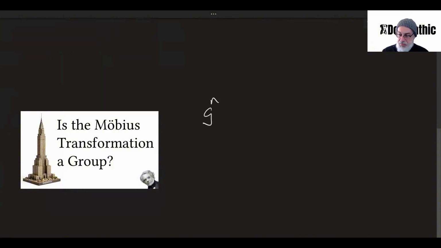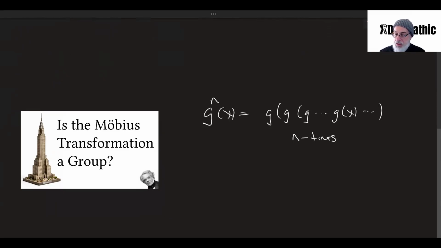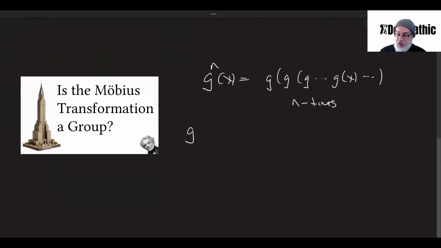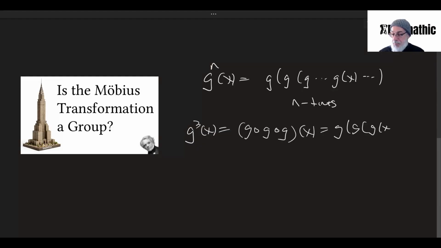So first, let's look at what g^n is. What does that mean? Well, it's a composition, right? It's g composed with g, n times. So in other words, if I have g cubed of x, notationally, this means g composed with g composed with g of x, which is iterative, where I'm plugging the value of g inside the value of g inside the value of g.